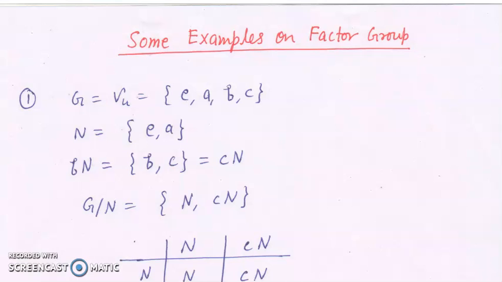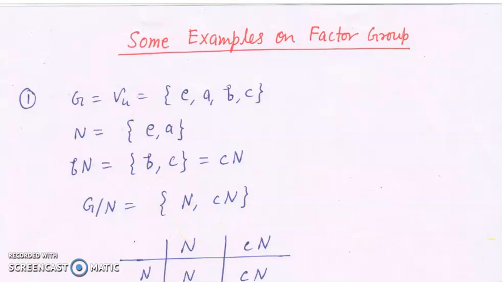It has 4 elements e, a, b, c, and I take its subgroup N = {e, a}. Because it is an abelian group, all its subgroups are normal, so N is a normal subgroup. Because its order is 2 and the order of the group is 4, it will have 2 cosets. So the other coset is bN, or you may write it as cN. So the group G/N is {N, cN}.